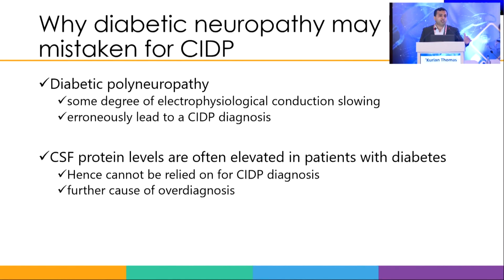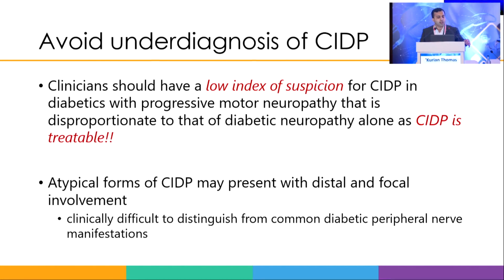So always make sure that you don't overdiagnose or underdiagnose CIDP in a patient with diabetes. In diabetic peripheral neuropathy itself, the patient can have a demyelinating neuropathy. Sometimes even protein can be elevated on CSF analysis. So in that situation, you should not overdiagnose CIDP. And of course, CIDP is a treatable cause, so you should diagnose it.